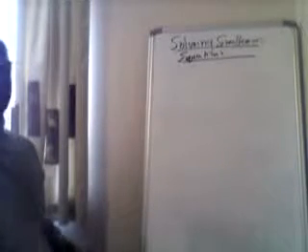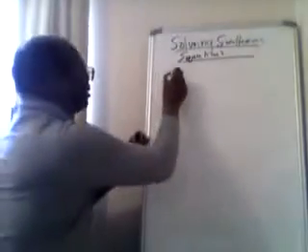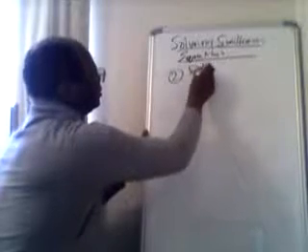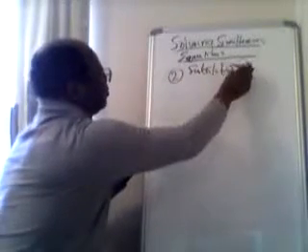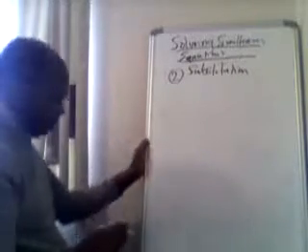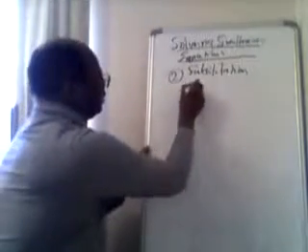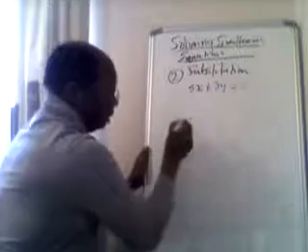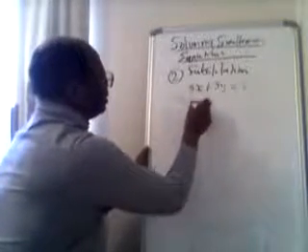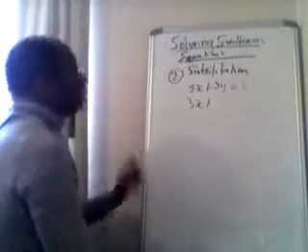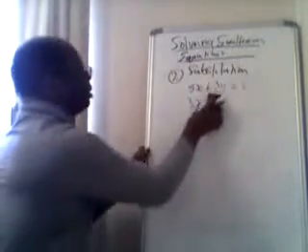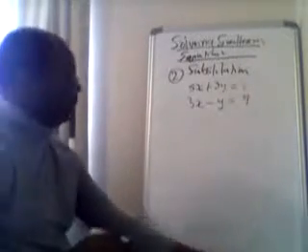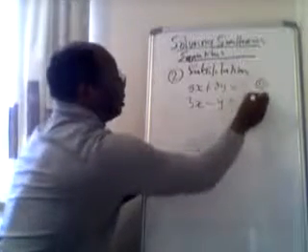Okay, let's look at the second method. The second method of solving simultaneous equations is by substitution. I'm going to use the same question that we had, which is 5x plus 3y equals 8, and 3x minus y equals 9. Again, in a similar way, first always label these equations.